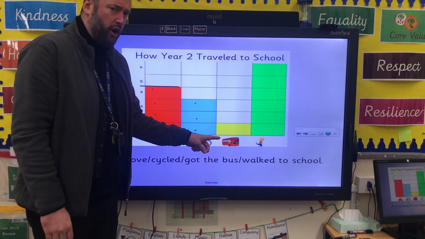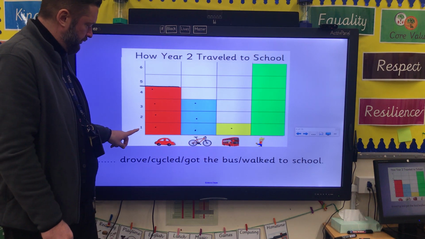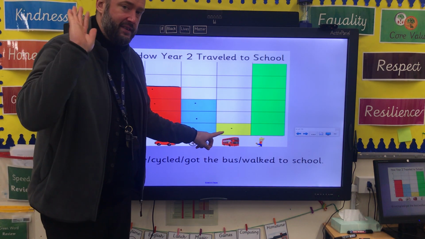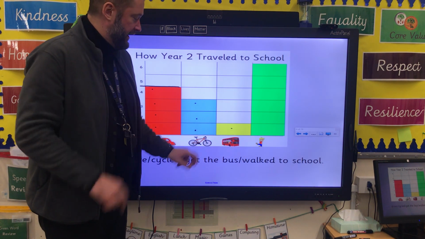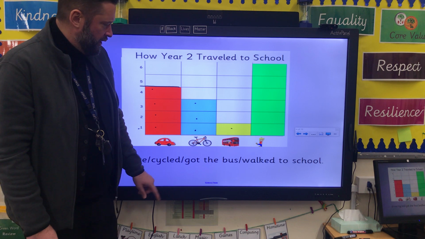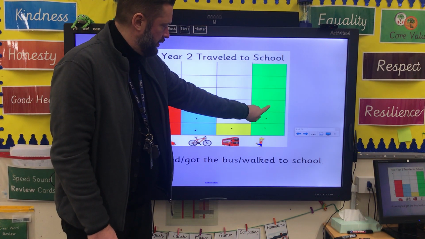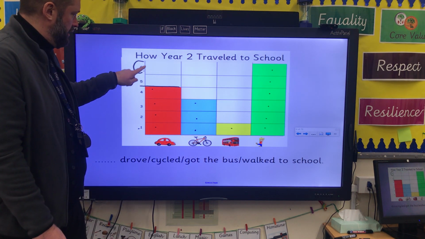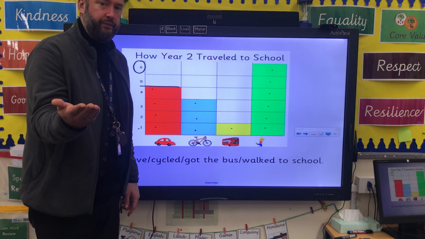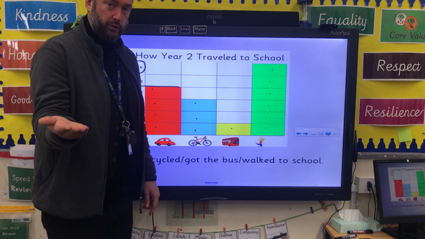How many children got on the bus to school? Say the sentence for me. Well done. 1 child got the bus to school. Ooh, and how many children walked to school? Say the sentence for me. 6 children walked to school. Well done.